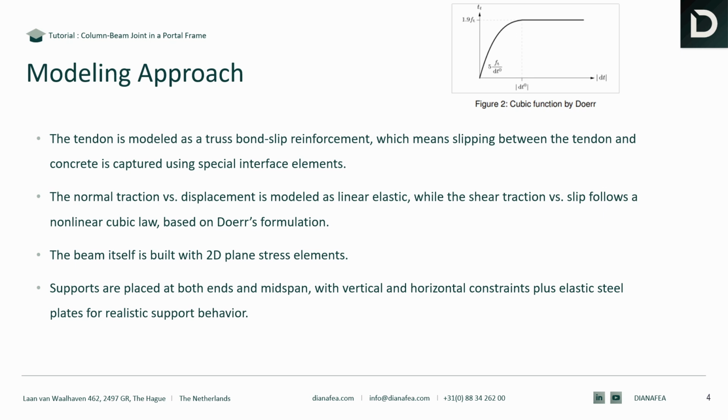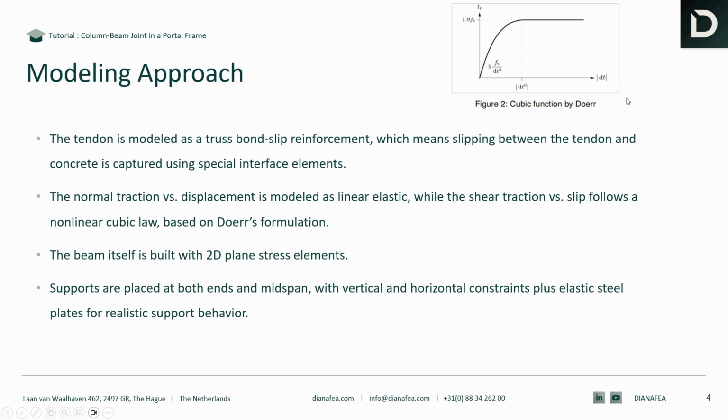Let's take a look at the key features of the post-tension beam model in Diana. The tendon is modeled as a truss bonded slip reinforcement. Using the truss bonded slip reinforcement in Diana means that the slipping between the tendon and concrete is captured by using special interface elements. The normal traction regarding the displacement is modeled as linear elastic, while the shear traction regarding the slip follows a nonlinear cubic law, which is introduced by Dwyer, and you can see the graph related to the cubic function by Dwyer on the screen.